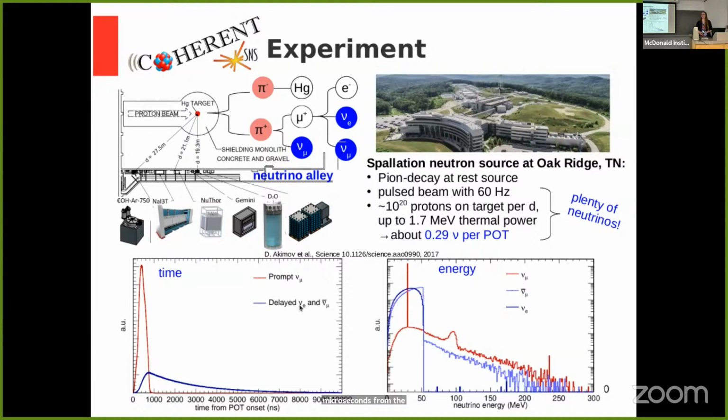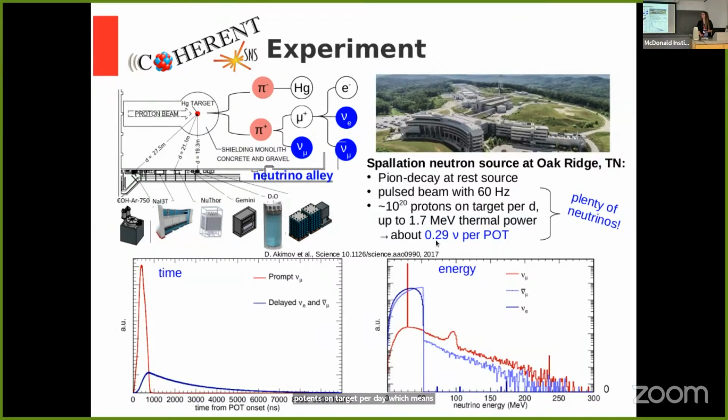The Spallation Neutron Source is a pulsed beam, 60 Hertz, which is very helpful for the background suppression because we know exactly when the neutrinos arrive. And the neutrinos have the correct energy, below 53 mega electron volts, which means we get a CEvNS interaction. And thanks to the high power of 1.7 megawatts, we expect about 10 to the power 20 protons on target per day, which means that we get 0.3 neutrinos per proton.